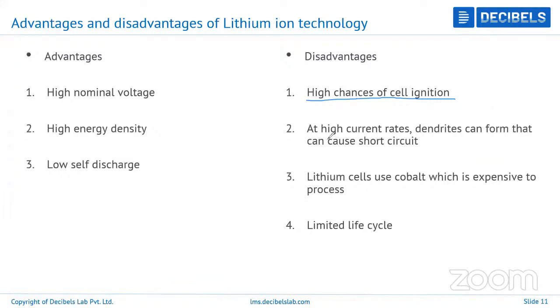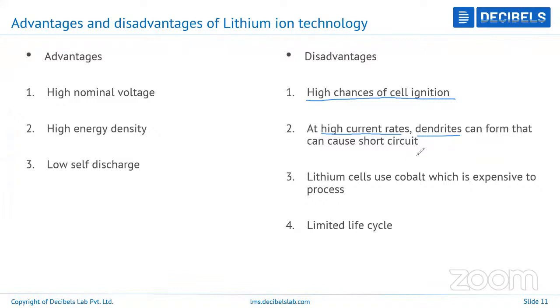Another major disadvantage is something called dendrites. Dendrites can form, and this is seen especially at high current rates. If you were to operate the cell or the battery pack at very high current rates, they could form something called dendrites.